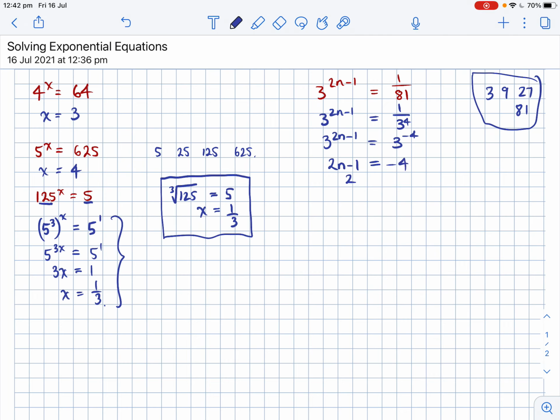And from here it's solving a linear equation. And you should be getting quite good at this by now. And hopefully I've done that quickly. So we add 1, divide by 2. And there's my solution for n.